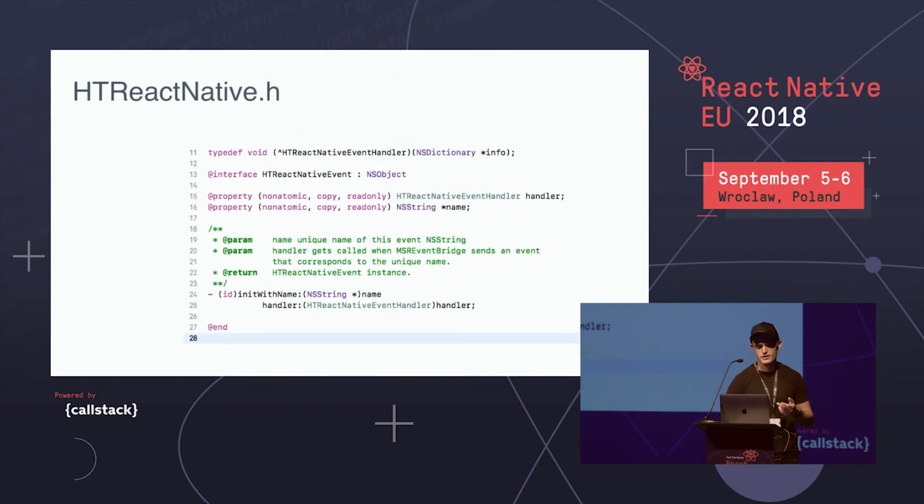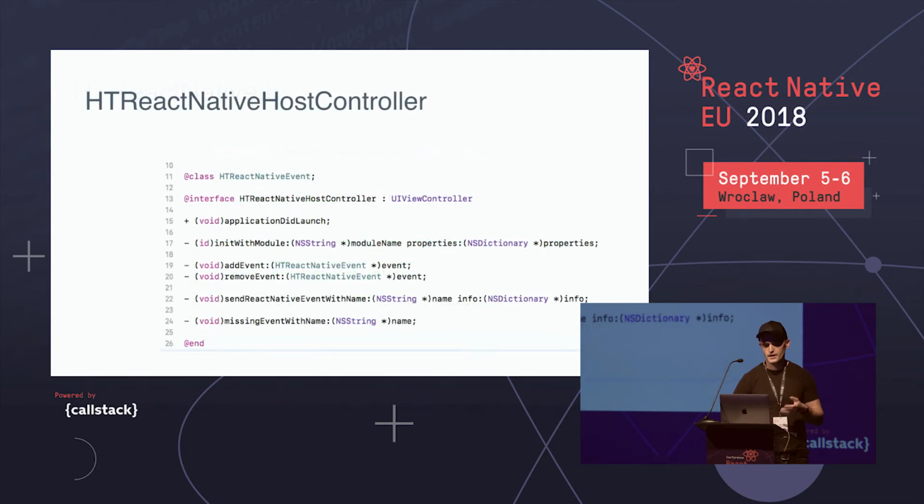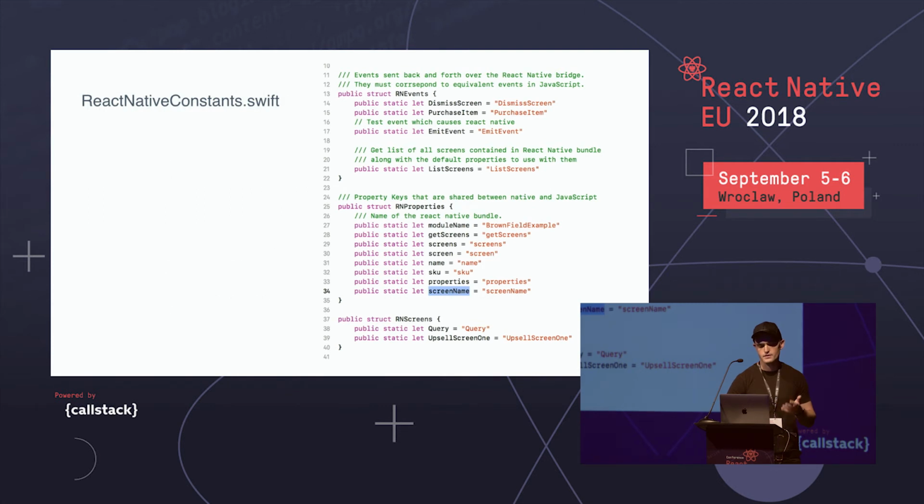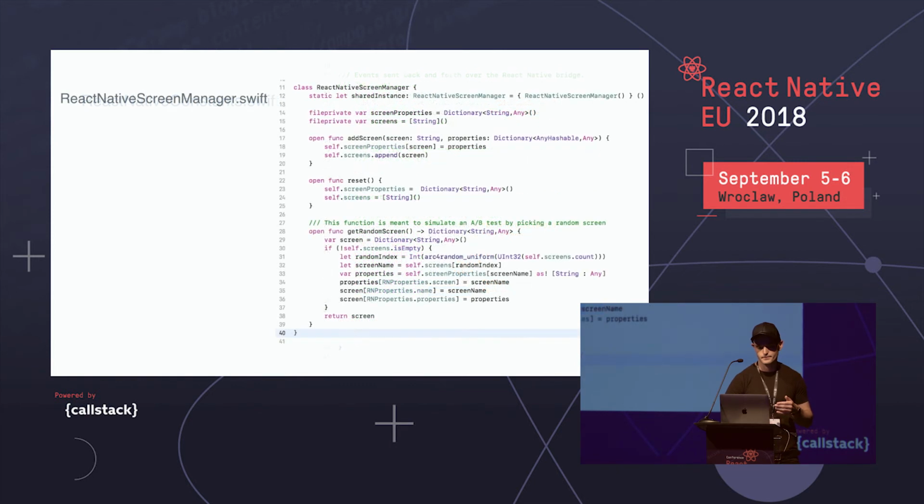This file, reactnative.h, is how we represent these events in Objective-C. React Native Host Controller is something that I wrote to manage adding and removing events from the event bus. And React Native constants.swift is just a collection of string constants associated with this process. React Native Screen Manager.swift is something that I wrote to simulate an A/B test. It basically loads up the list of all screens at runtime and randomly selects one when you click on the show screen button.